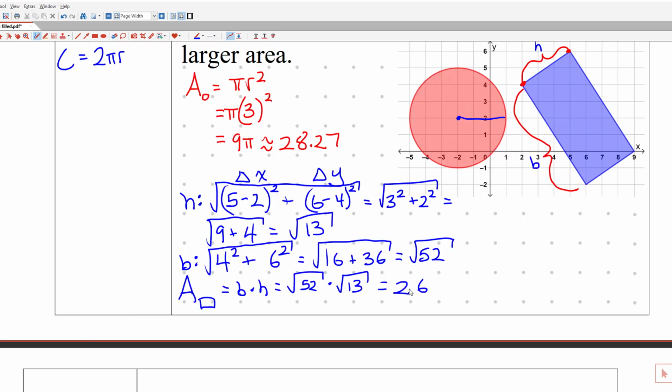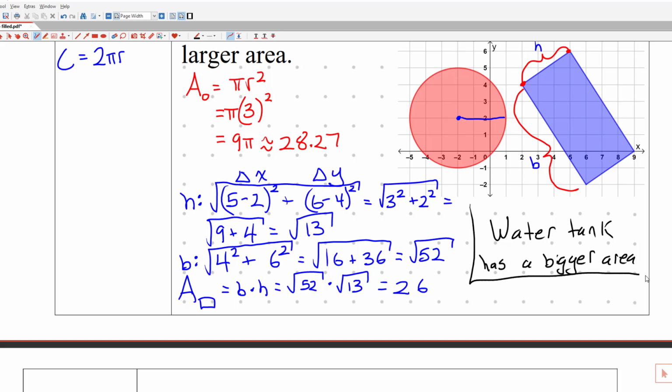26. And we're looking for which one is bigger. Which is it, 28 or 26? So 28 is bigger. So my final answer, I'll write this in maybe a different color. The water tank, I think, was on the left. So the water tank has a bigger area. And I'll box my final answer. Boom. And that concludes the notes.